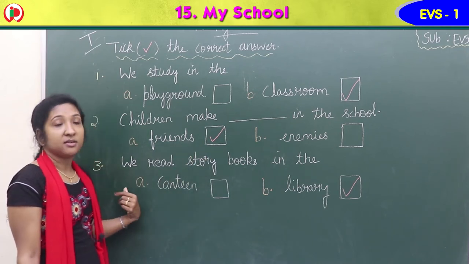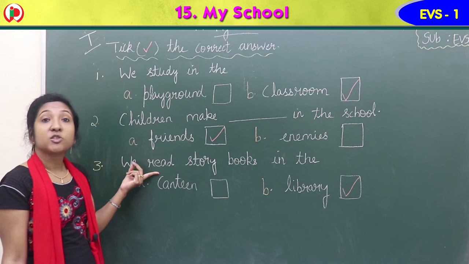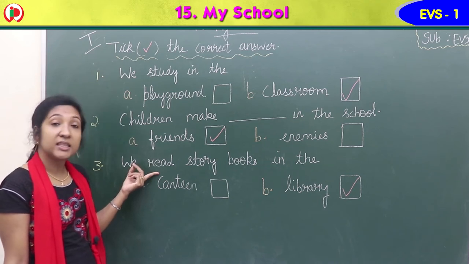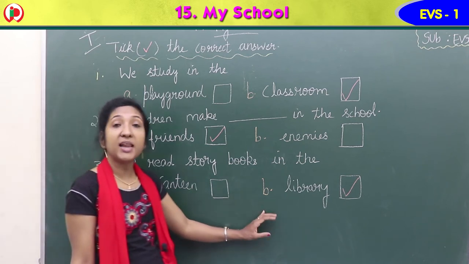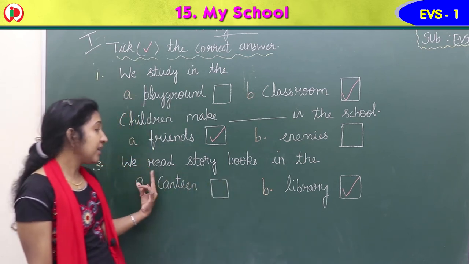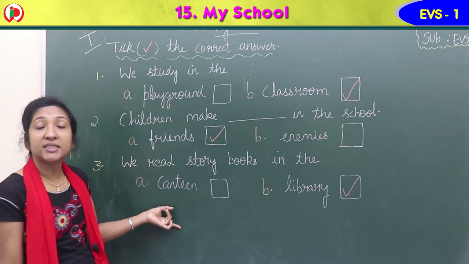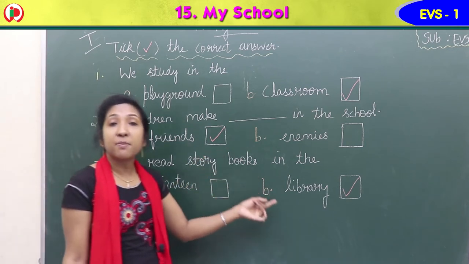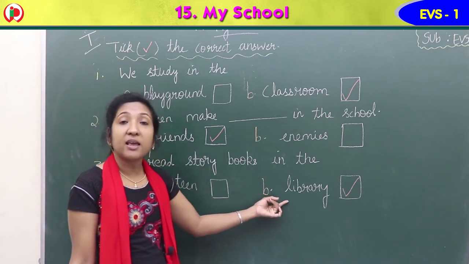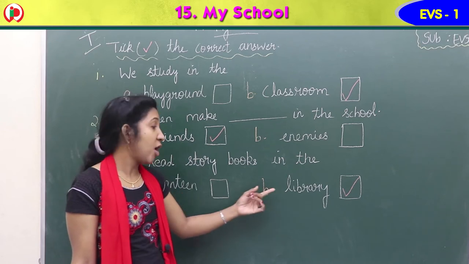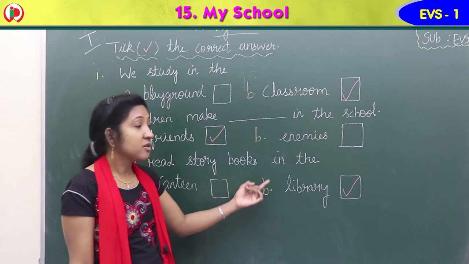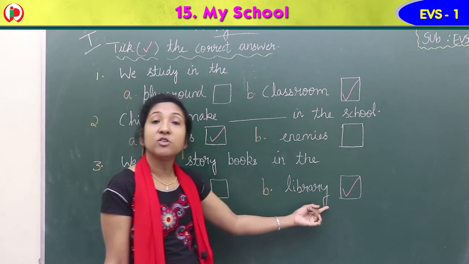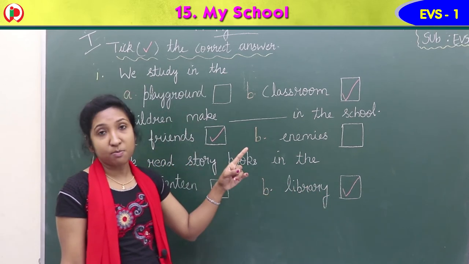Third question. We read storybooks in the option A, canteen. Option B, library. We read storybooks in the library. Option B is the correct answer. So in the square box you have to give a tick mark.